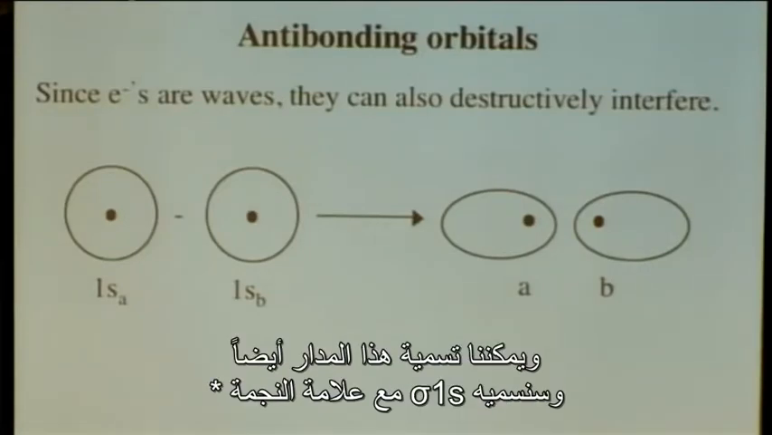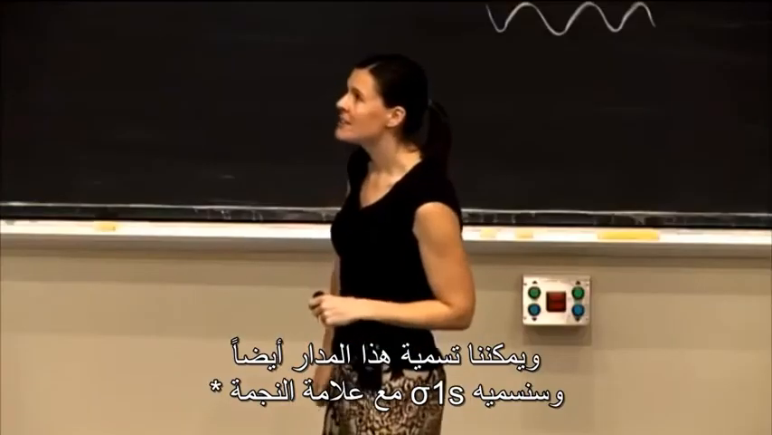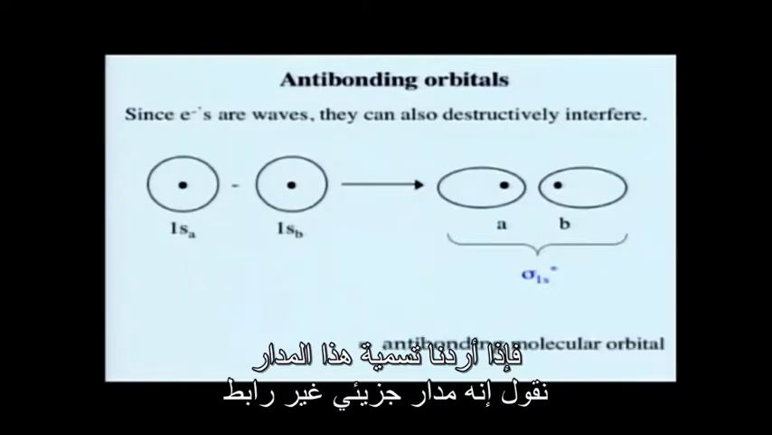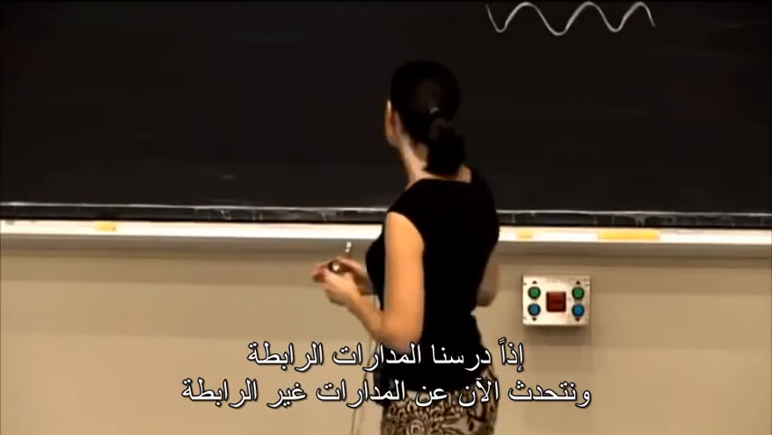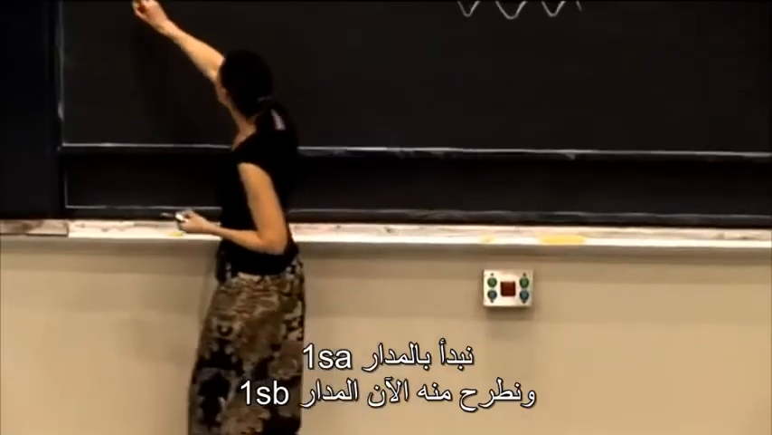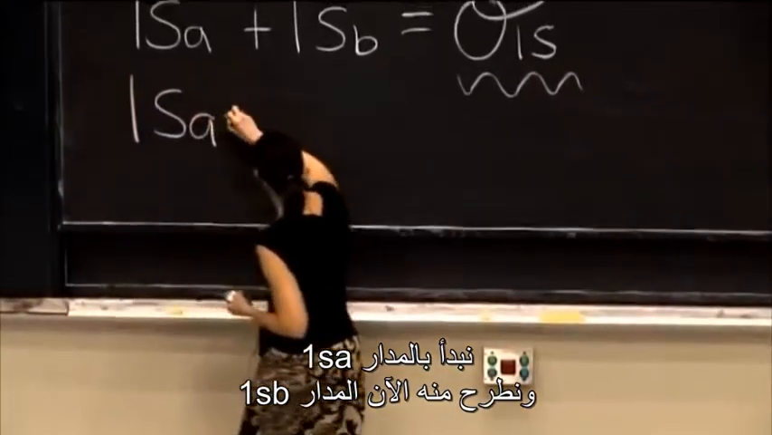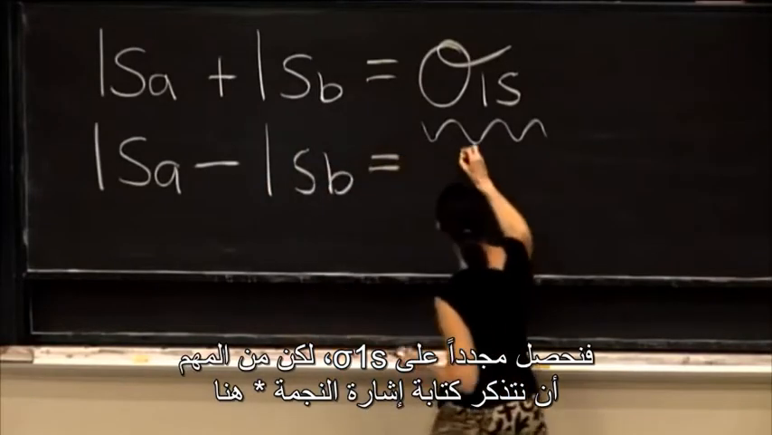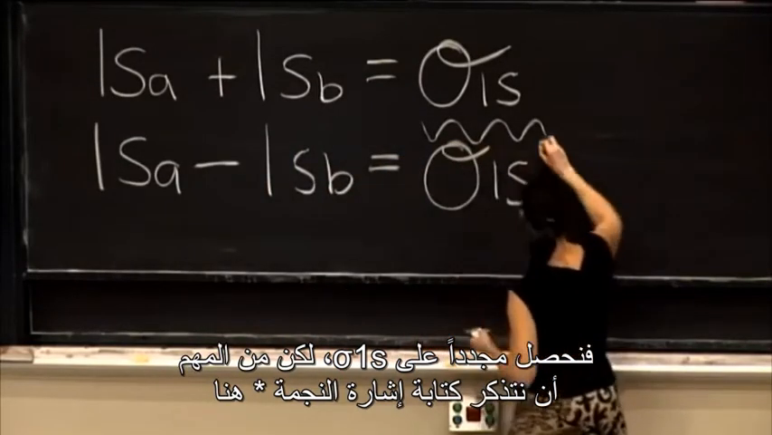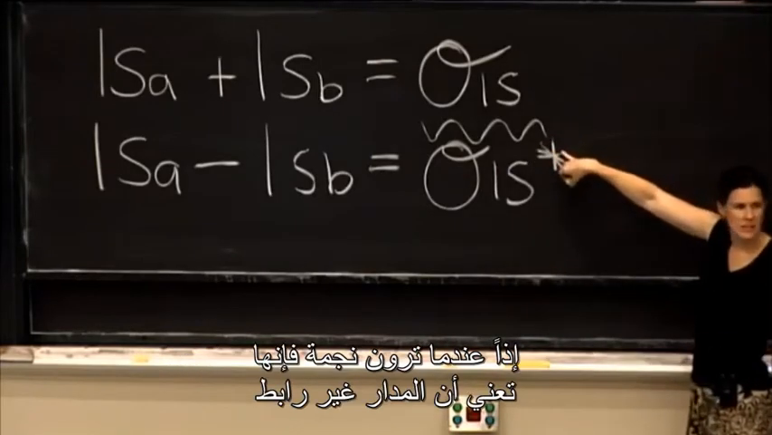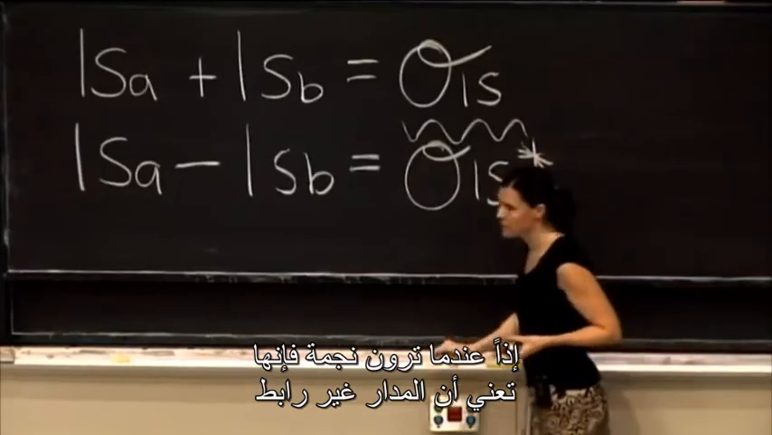So we can also name this orbital, and this orbital we're going to call sigma 1s star. So if we name this orbital, this is an anti-bonding molecular orbital. So we had bonding, and now we're talking about anti-bonding. When we talk about anti-bonding, essentially we're taking 1sa, and now we're subtracting 1sb. And what we end up with, again, is sigma 1s star. And the important thing to remember is to write this star here. So anytime you see a star, that means an anti-bonding orbital.